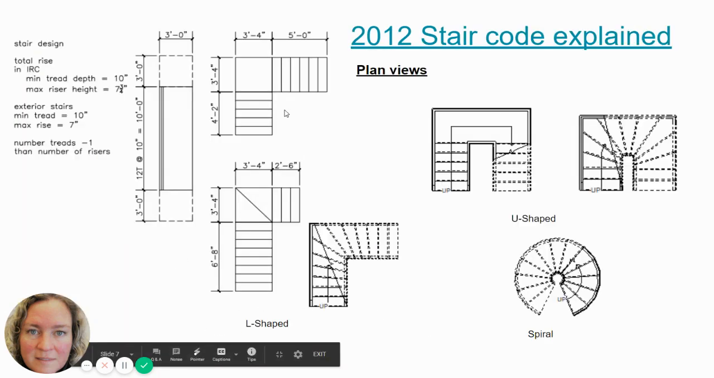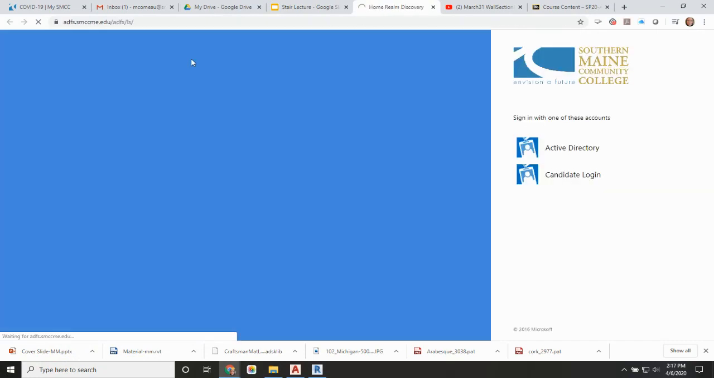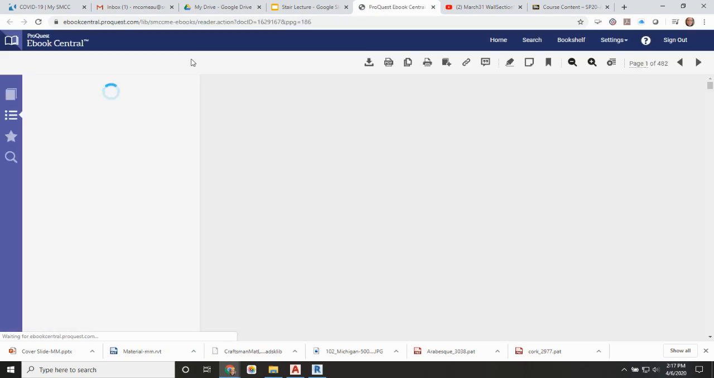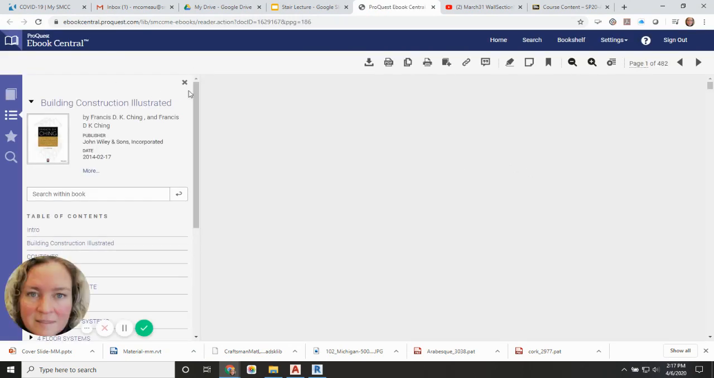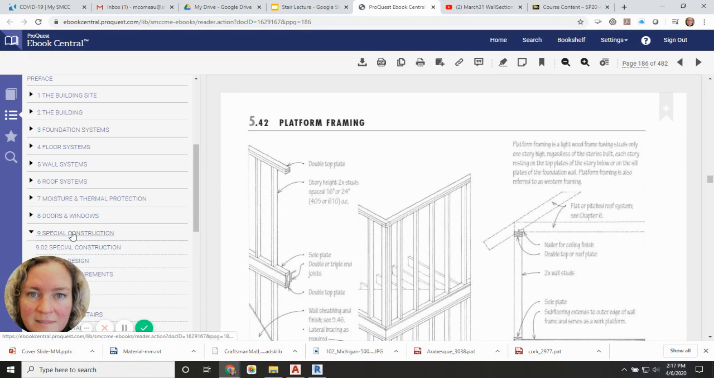So let's go back one more here. I wanted to get into stair design and construction. The information that's shown in your Building Construction Illustrated book, the information that you have about stair construction, is under the chapter Special Construction.